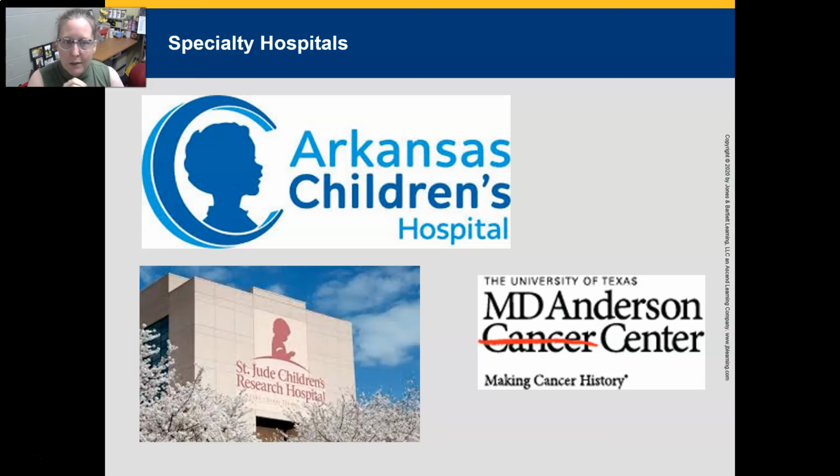So in our area, for example, we have Arkansas Children's Hospital. That one is a targeted population. St. Jude Children's Research Hospital is a targeted population and a specific disease. So it's cancer in children. This one is kind of double specialty, if you will. And another one is, for example, the MD Anderson Cancer Center. That is one that is targeted to a specific disease, to cancer.